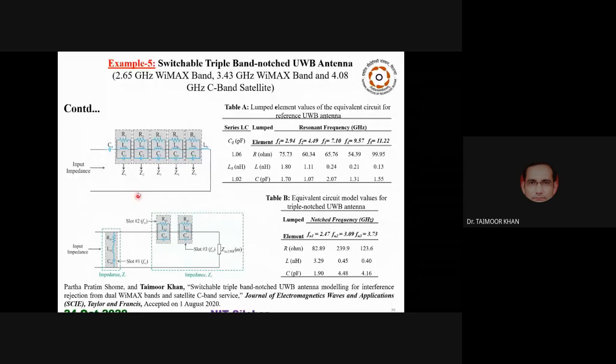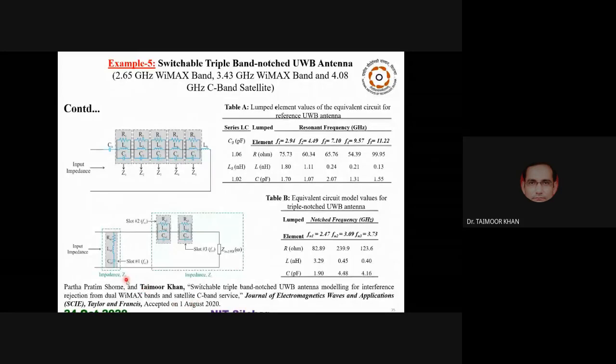Then come to the conclusion. Finally, there are five different notches, and each one has an RLC equivalent circuit: the RLC equivalent circuit for the first, then second, third, fourth, fifth. Then slot one, slot two, slot three: the three different slots have equivalent RLC circuits.